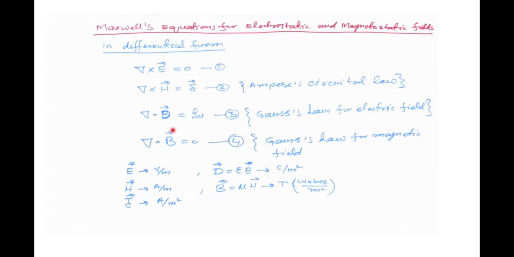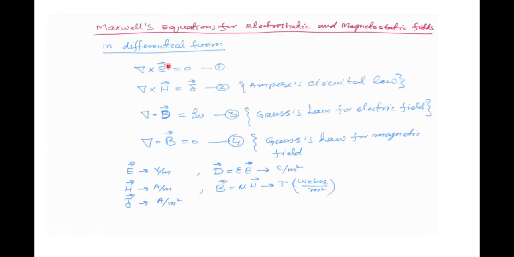The fourth equation represents Gauss's law for the magnetic field. As there exists no single magnetic charge in nature, the magnetic flux lines are never originated or terminated on any single point. So this represents the sinusoidal representation.